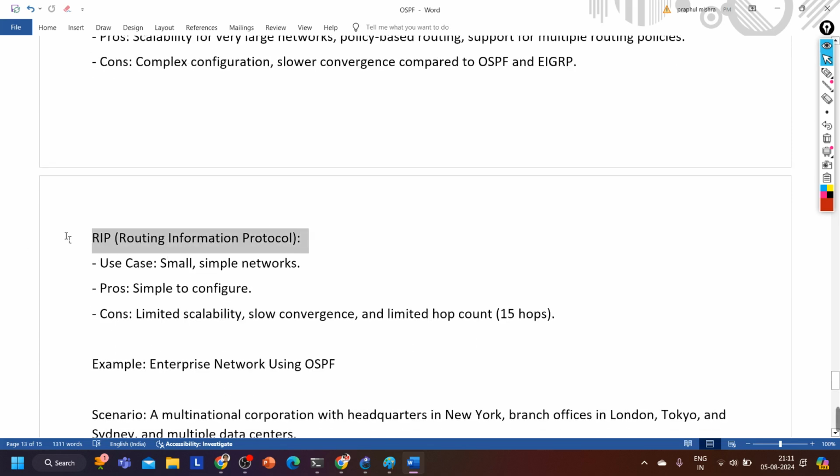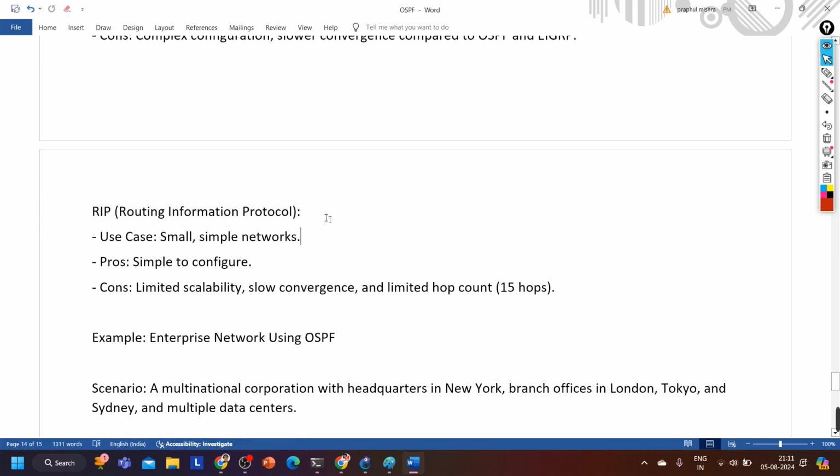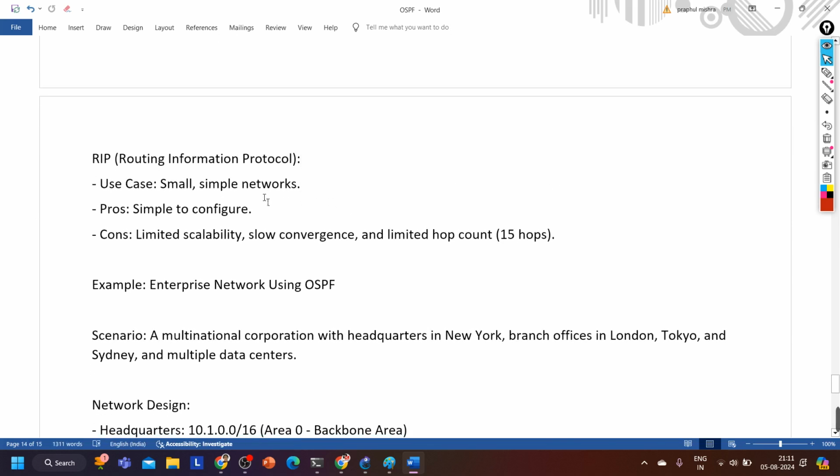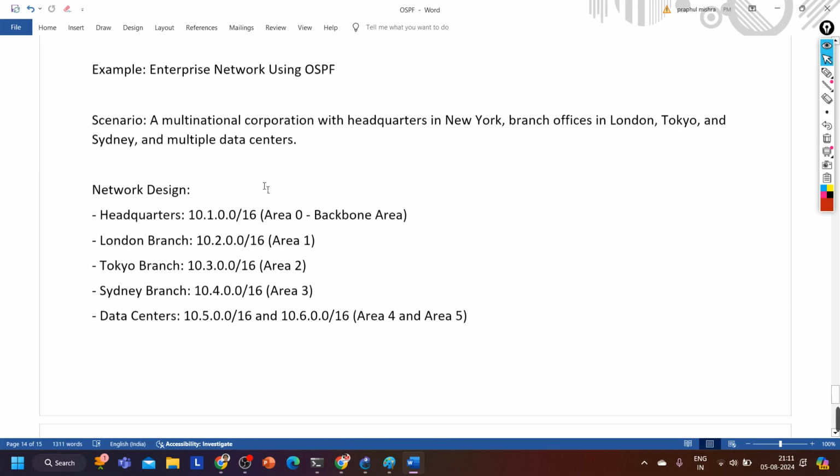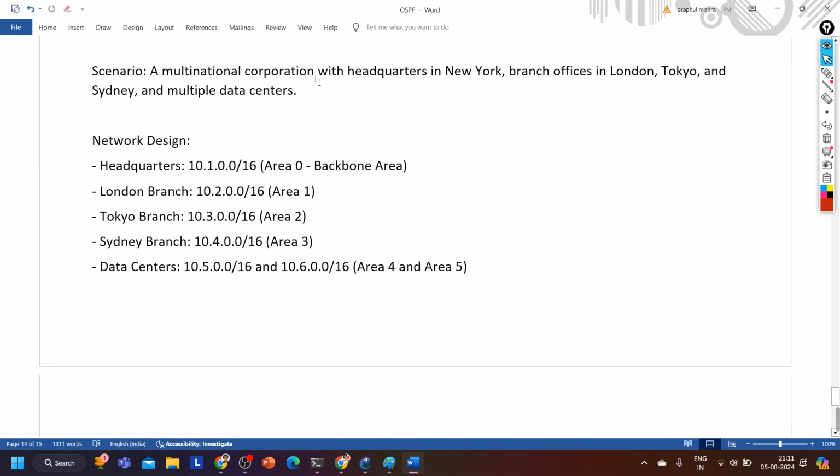Okay, then RIP. Nowadays we are not using it, but you can use it in a small network, because configuration of RIP is very simple, right? Configuration and management. So it is suitable for a small network. A multinational corporation with headquarters in New York, France, and branch offices in London, Tokyo, and maybe India, somewhere else, US, will use OSPF. How?